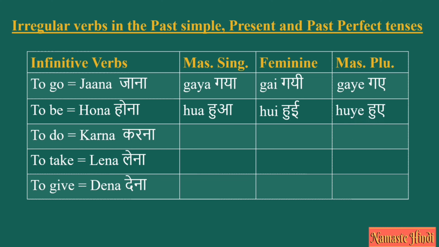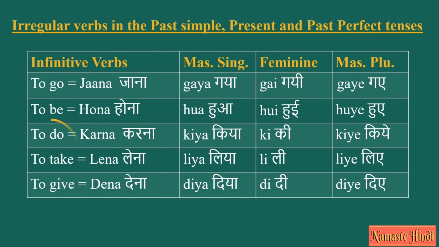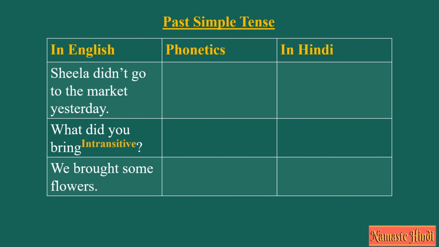To do, karna. Past forms are किया, की, किए. To take, लेना. Past forms are लिया, ली, लिए. To give, देना. दिया, दी, दिए. To do, to take, and to give are transitive verbs, so we use subject plus ne for these verbs. Let's look at some examples.